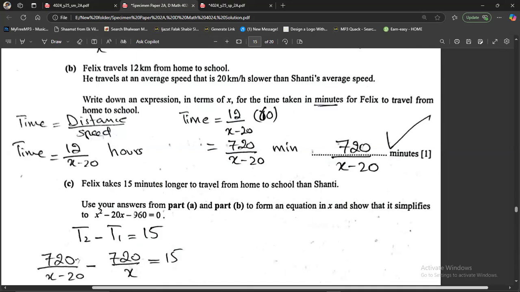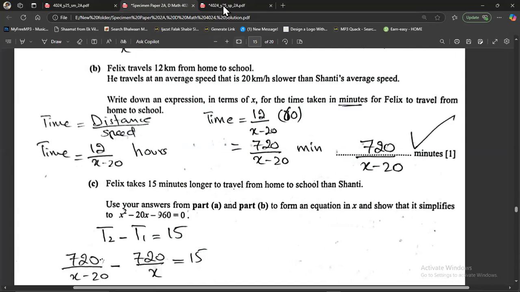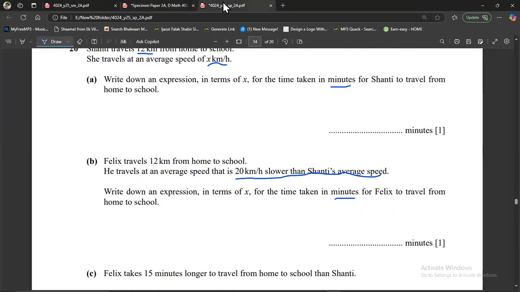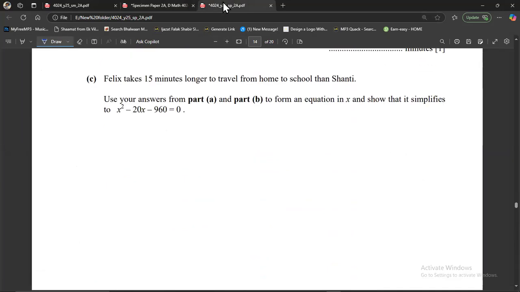Now we will go to the next part, and in the C part, question number 20, C part, he says, Felix takes 15 minutes longer to travel from home to school than Shanti. Use your answer from the part A and part B to form an equation in the x and show that it simplifies to x squared minus 20x minus 960 equals to 0, and this C part is of 4 marks.